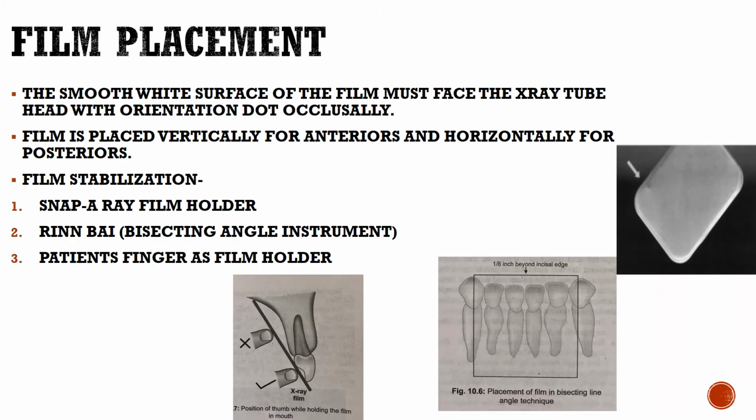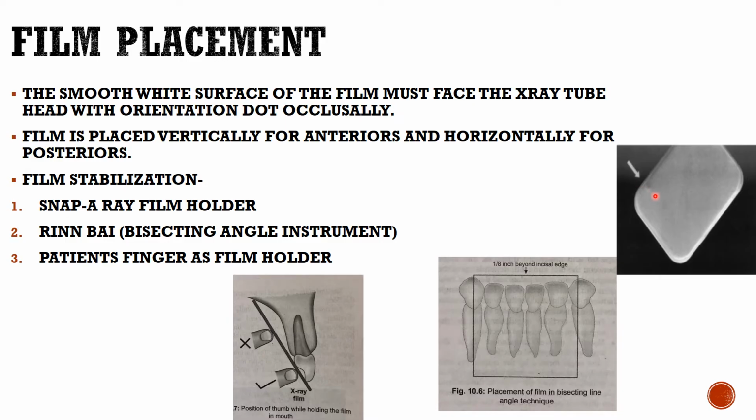Now moving on to the film placement. The smooth white surface of the film must face the X-ray tube head with the orientation dot occlusally. This is the smooth white surface of the film, and it is placed towards the X-ray tube head, and this is your orientation dot, and it is placed occlusally. It is also known as the occlusal dot.